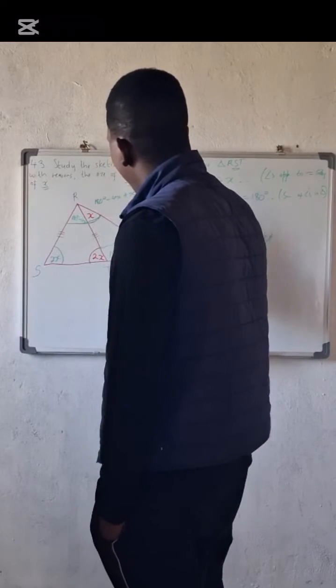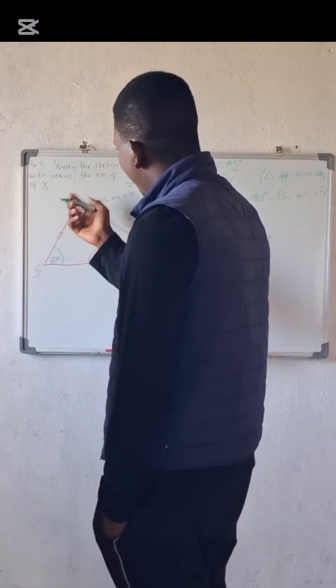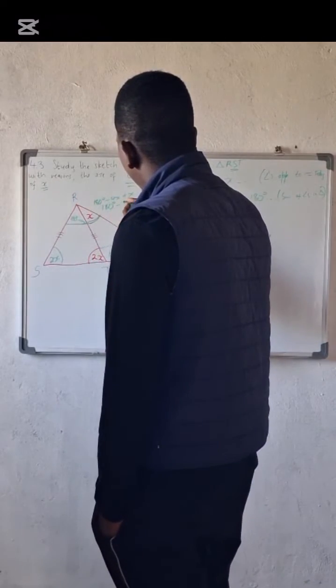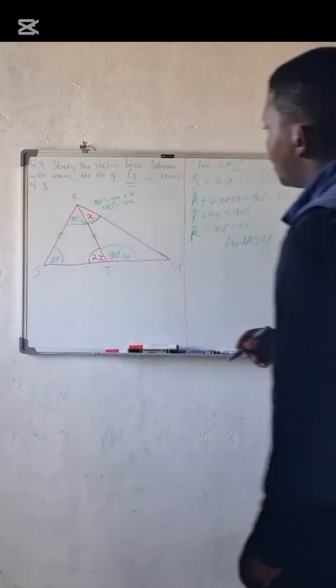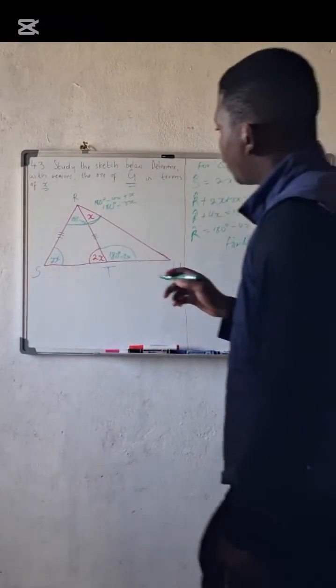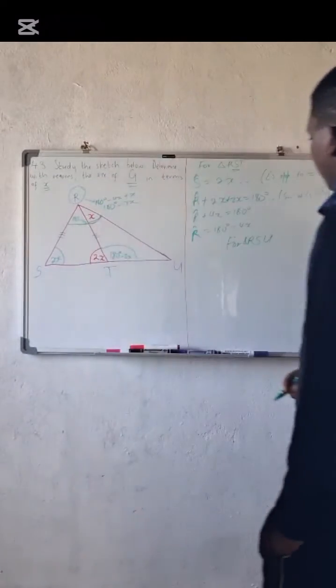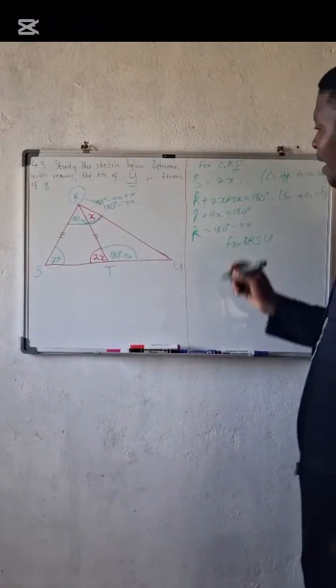Then I need to add x because these are two angles. Together they make R, right? So 180 degrees minus 3x. That is the final answer for this whole angle here. R is equal to this. Okay? So let us add everything now.